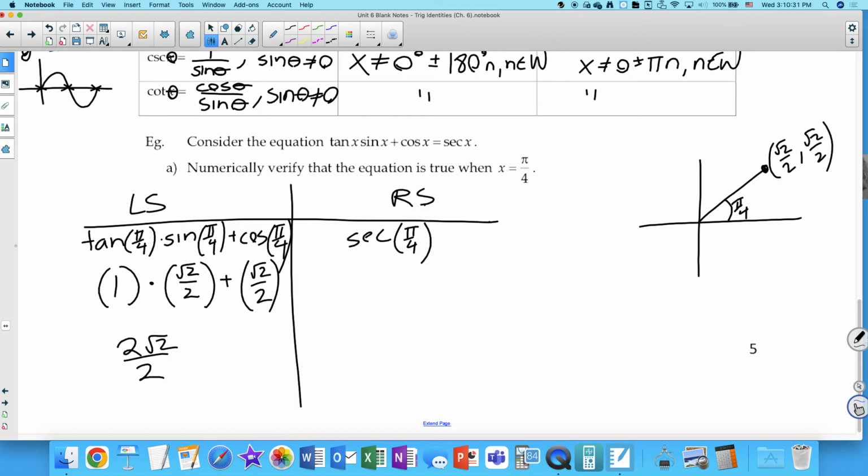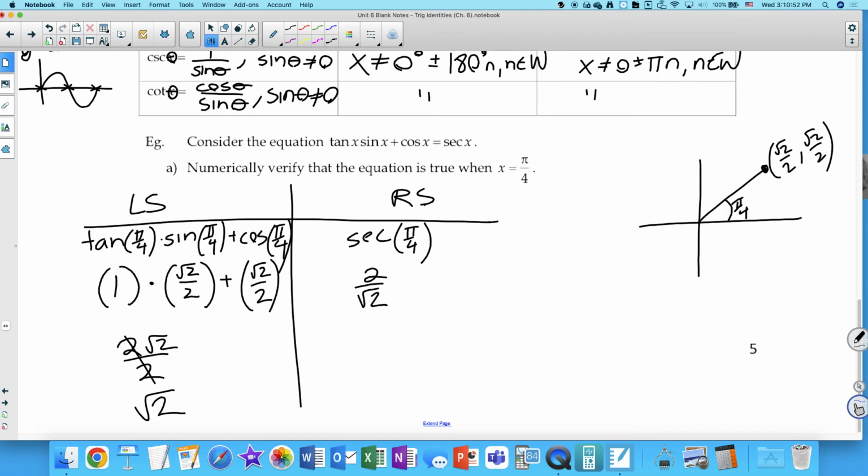And the 2's cancel, so we end up with just root 2. Okay, now on this side, secant is the reciprocal of cosine. So cosine's my x value, so the secant will be the reciprocal of this. It'll be 2 over root 2.